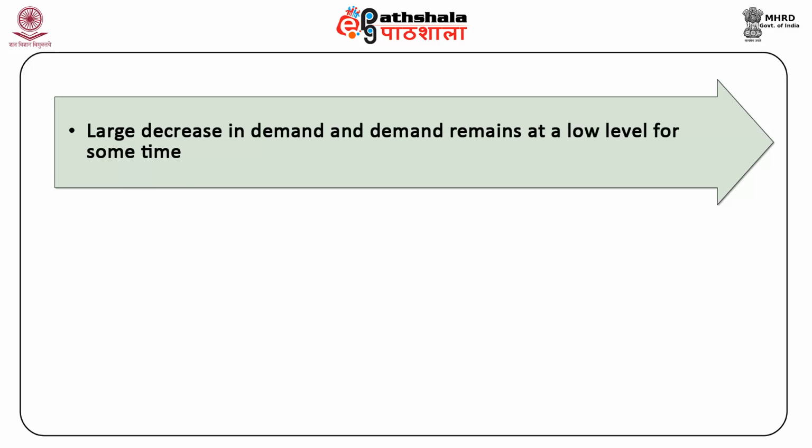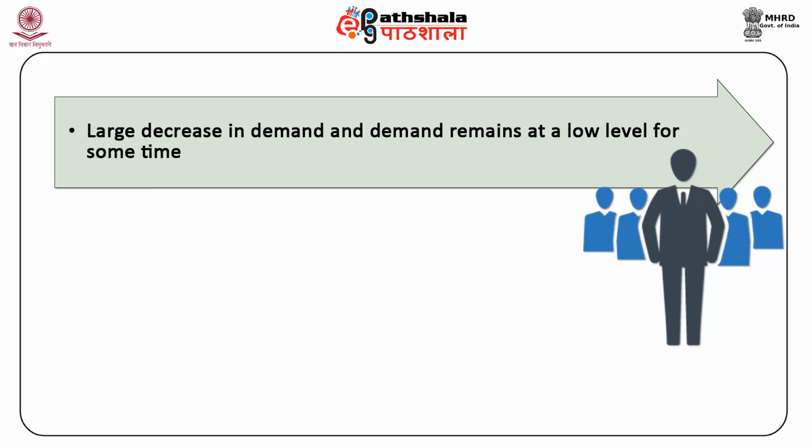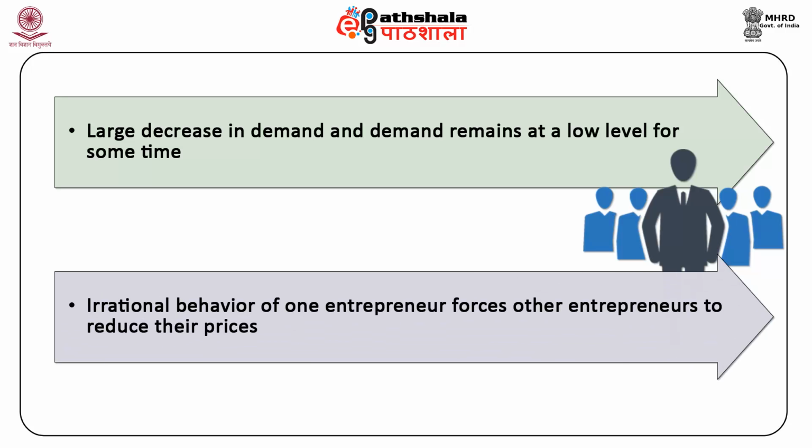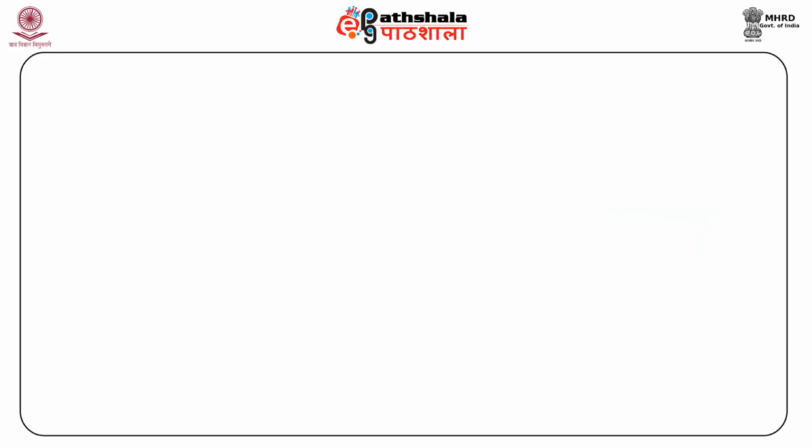First, if there is a large decrease in demand and demand remains at a low level for some time, then there is a likelihood that price has to be reduced so as to maintain output. Hall and Hitch explained this reduction in price in the context of depressed demand. According to them, irrational behavior of any one entrepreneur forces the other entrepreneurs to reduce their prices as well.